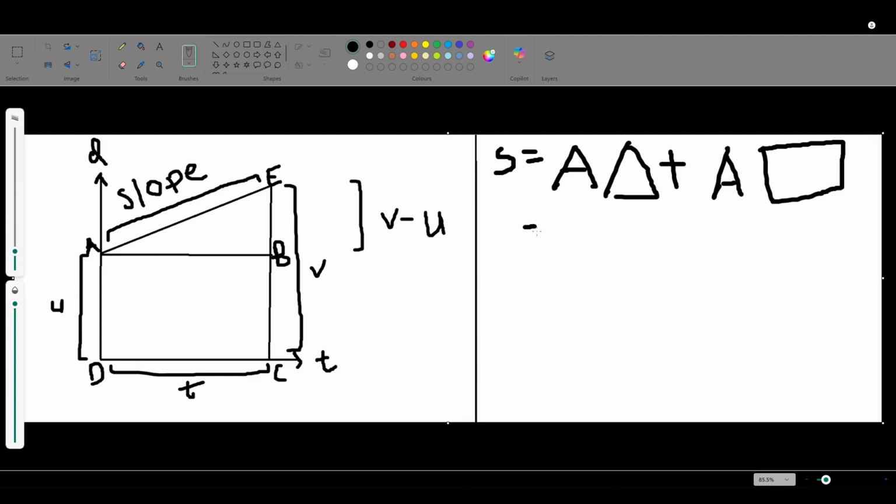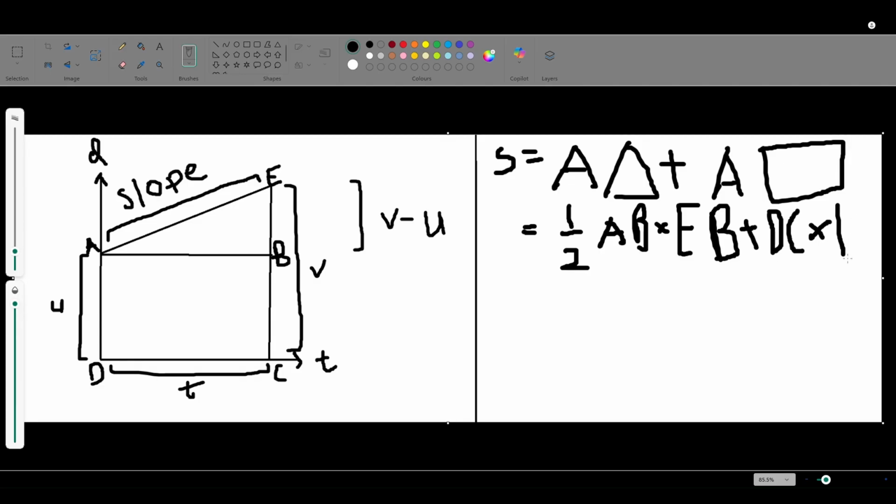So what's the area of a triangle? It is pretty simple. As you may know, the area of a triangle is 1 by 2 base into height. So first 1 by 2, and the base here is AB into EB. Okay, now the area of a rectangle is pretty simple. We can write it as DC into CB, because we know the area of a rectangle is length into breadth.